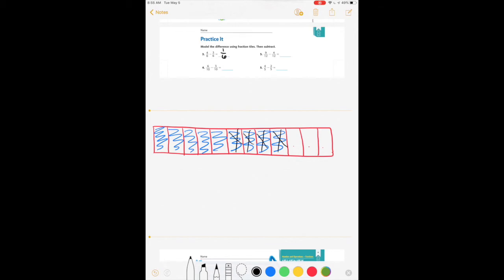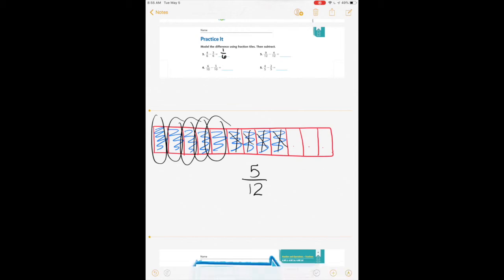I colored in 9 out of my 12 pieces, and I took away 4 of those 9/12. So how many pieces am I left with? 1, 2, 3, 4, 5. And remember, each piece is a 12th, so I'm left with 5/12. Hopefully you are doing these pages with me and practicing.